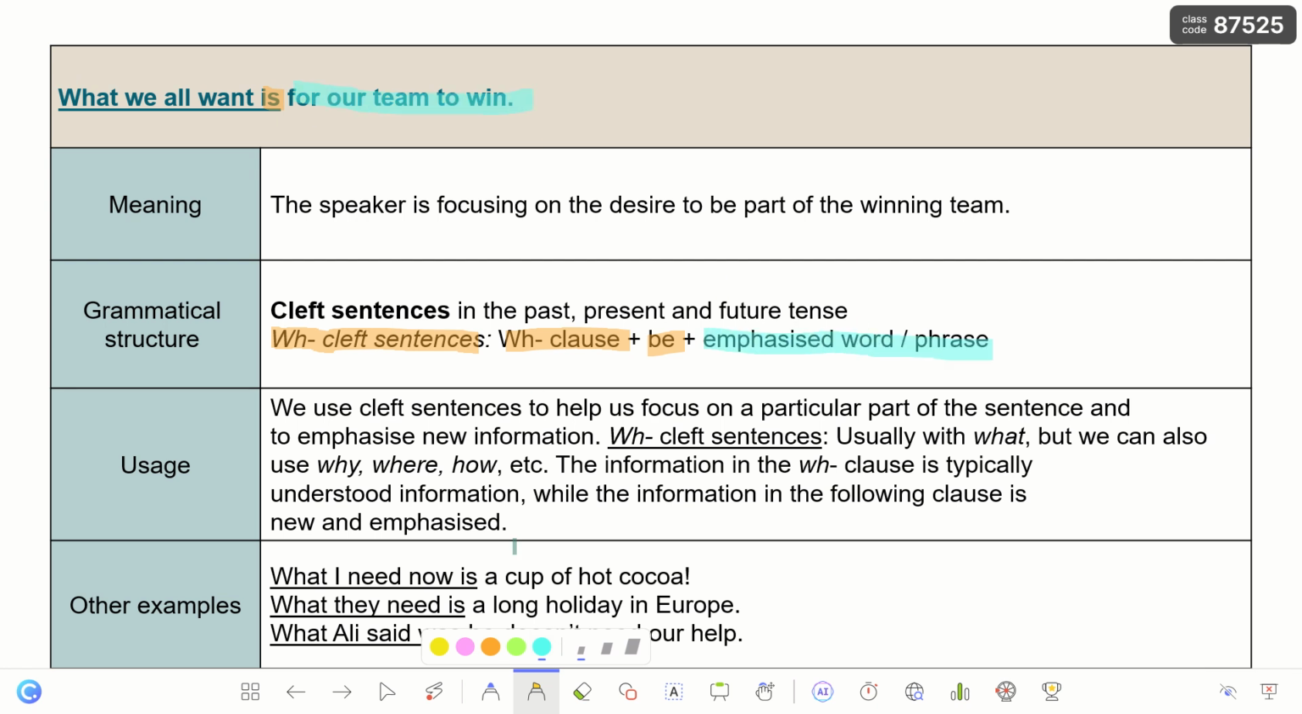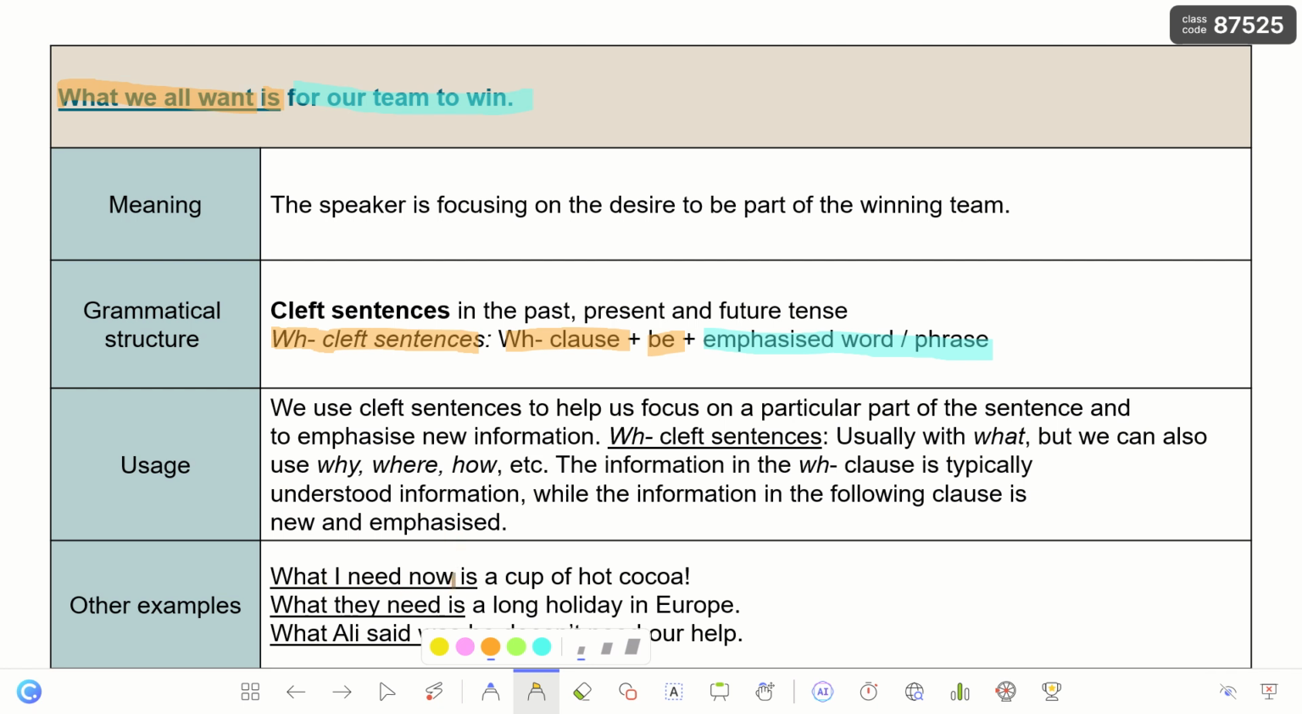Here is the emphasized word or the phrase. So we use cleft sentences to help us focus on a particular part of the sentence and to emphasize new information. Usually starts with WH words like what, but also we can use why, where, how. Okay, and the information in the WH clause is typically understood information, while the information in the following clause is new and emphasized.